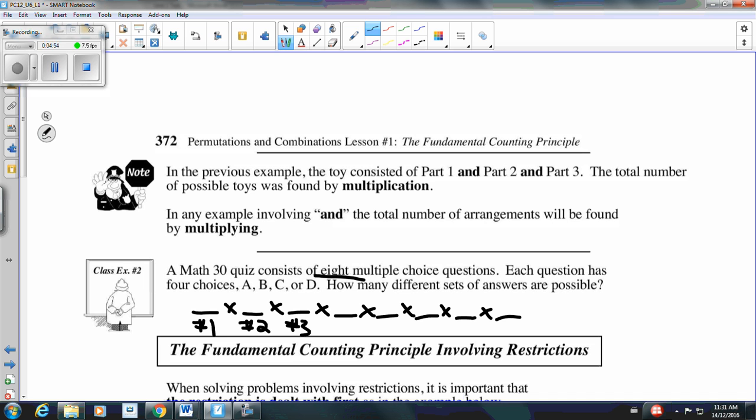How many choices do I have for each one? Well, each option can be A, B, C, or D. So for each question, I have 4 choices. So I multiply 4 together 8 times, so this is really 4 to the 8, which equals 65,536.